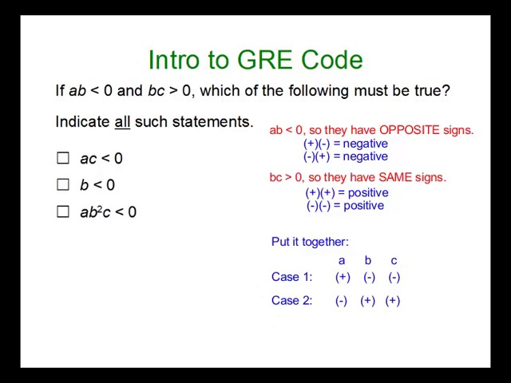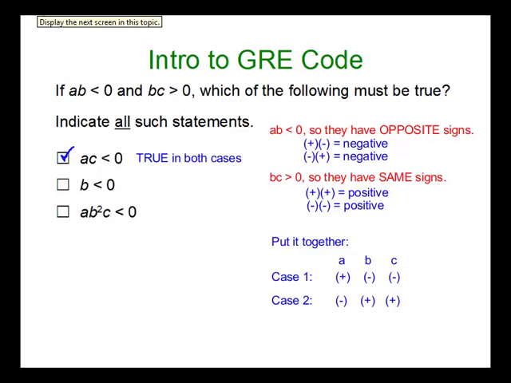And from there on out, it's a matter of testing both those cases. So is AC less than 0? Yeah, you'll notice in both cases, A and C have opposite signs. So this is that same rule, right? If they have the opposite signs, the product is negative. Okay, so that's true in both cases.